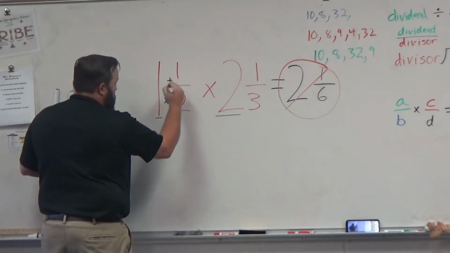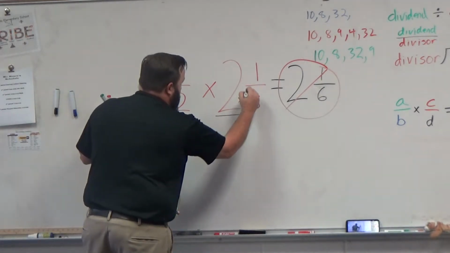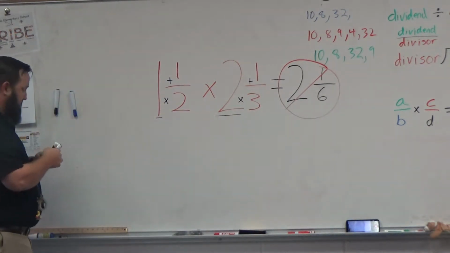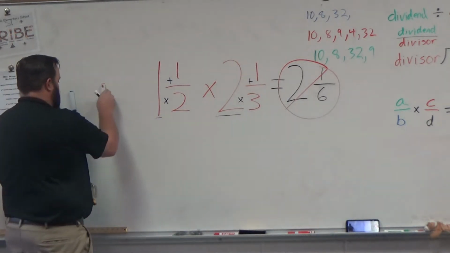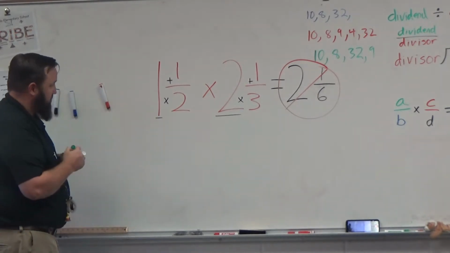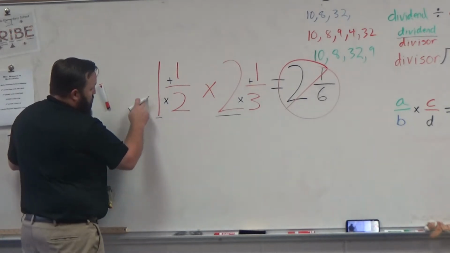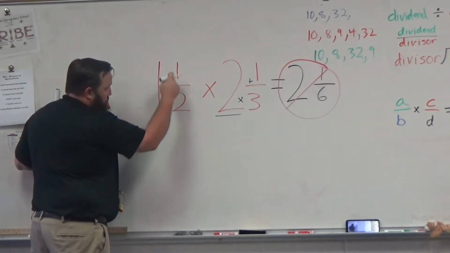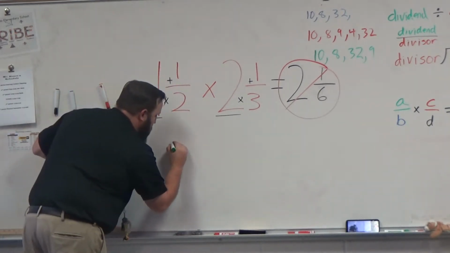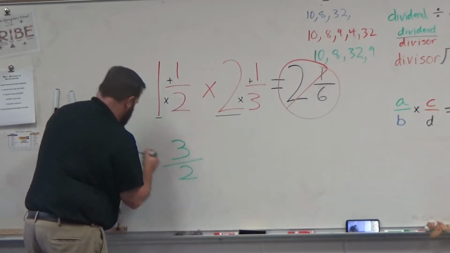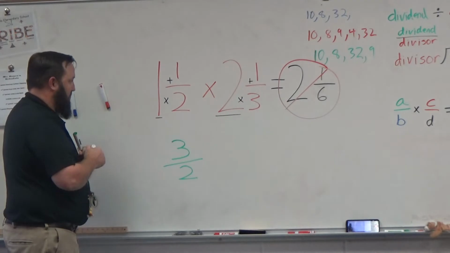1 times 2 plus 1. This would be 2 times 3 plus 1. Okay? And if I bring that down, I'm going to do a different color because I'm changing from mixed number to an improper fraction. So 1 times 2 is 2. 2 plus 1 is 3. So this one would be 3 halves. Okay? So that one would be 3 halves.